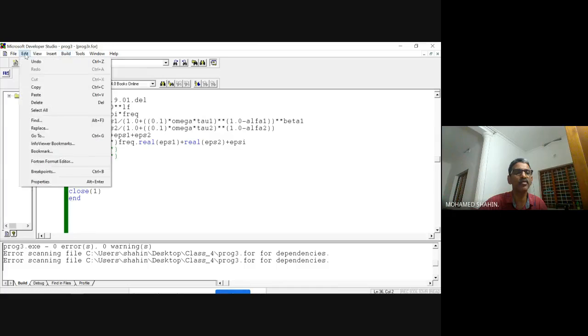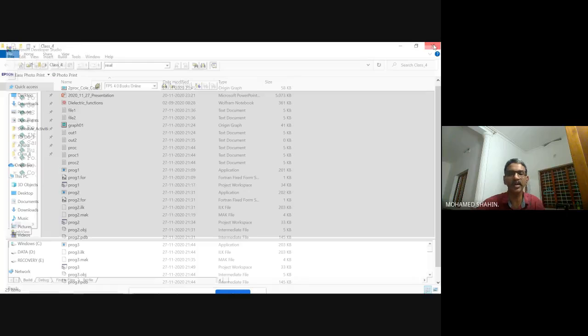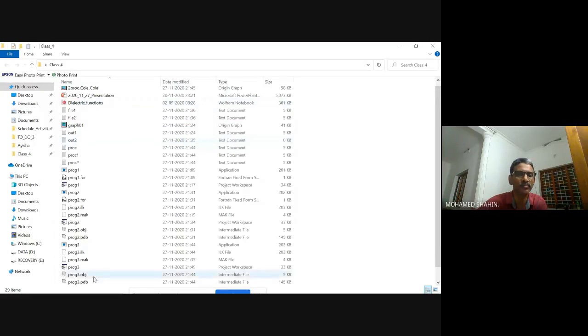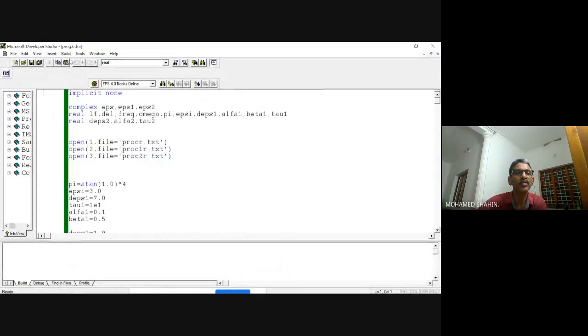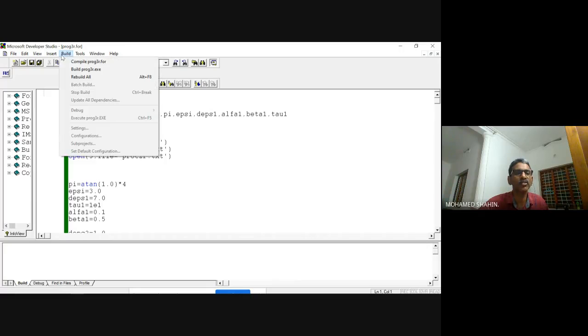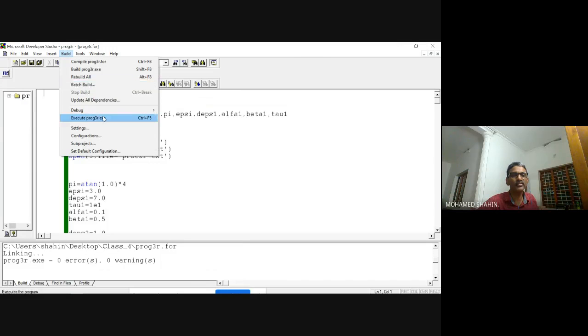Save. Build. For doing this, I have to close this. Close CR. Let us see what is the time. Okay. We have 10 minutes more. File. You have to ensure that close workspace is not highlighted. It is faded. Build, so that only then you can create a new worksheet. Build, execute.